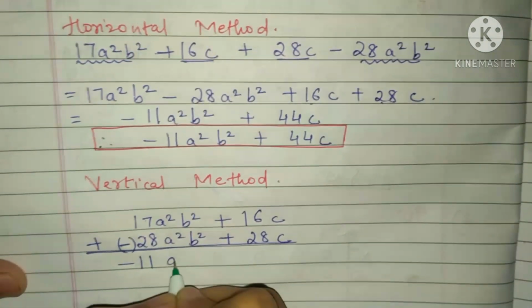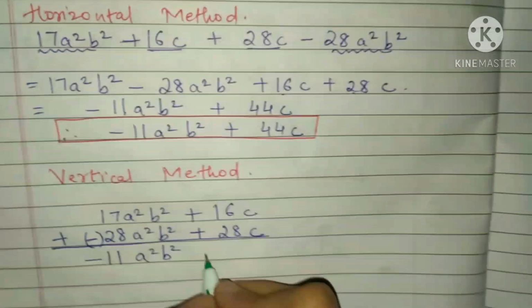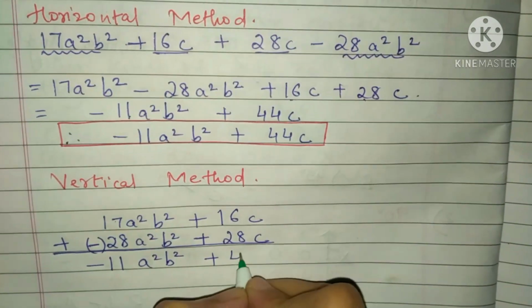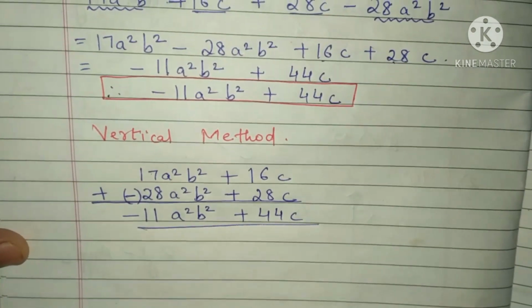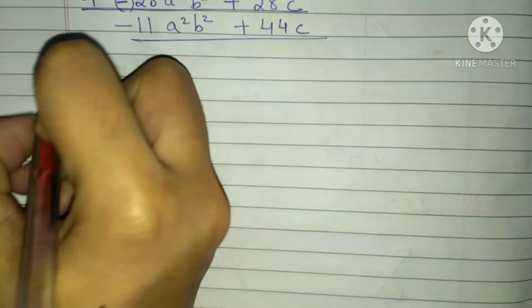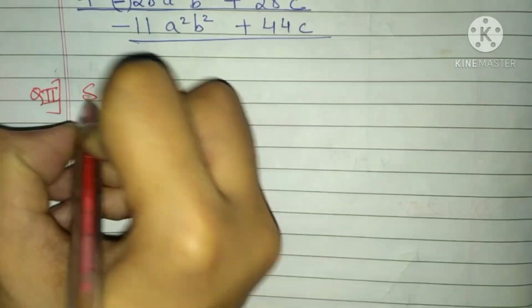Minus. 17 has a plus sign, 28 has a minus sign, so plus minus minus. So we get minus 11a square b square. Plus, 16 has a plus sign, 28 has a plus sign, so 16 plus 28 is 44c.